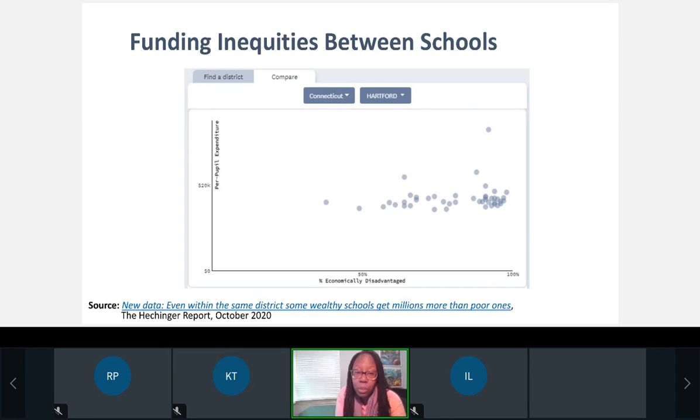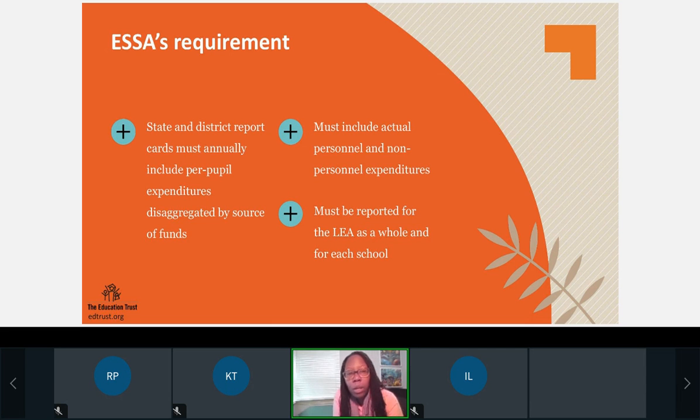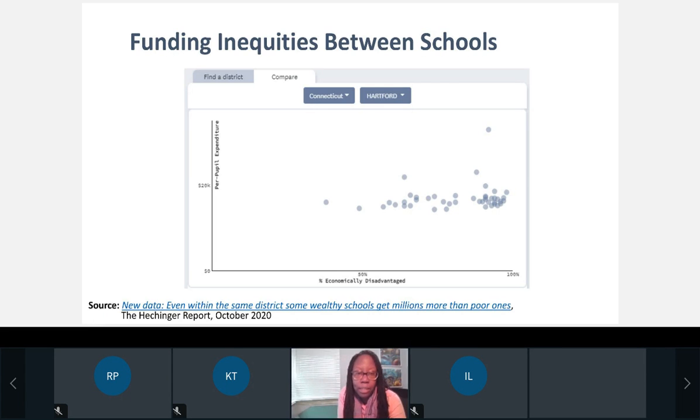Now that we do have school level data, because of the ESSA requirement that I'll briefly cover in a second, we can see patterns like this that we see in Hartford, Connecticut, that spending across the schools doesn't vary that much based on the poverty level across schools in a district. The ESSA fiscal transparency requirement that was passed in 2015 really created the space for us to have data to understand patterns like this.